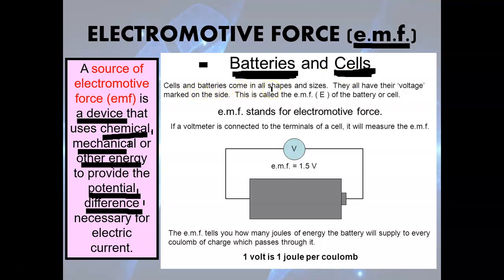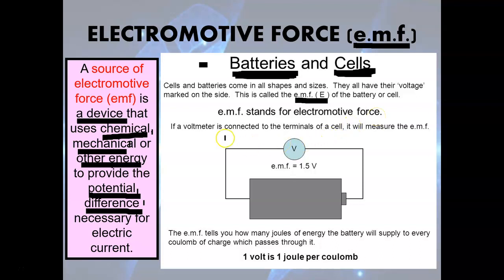Cells and batteries come in all shapes. You know all about this one. They all have their own voltage marked on the side. I think you realize that when you buy a battery from any store, you will see 12 volt, 24 volt or 6 volt. That is actually their own voltage. Now this voltage is what we call the EMF of the battery or cell. Once again, EMF stands for electromotive force.